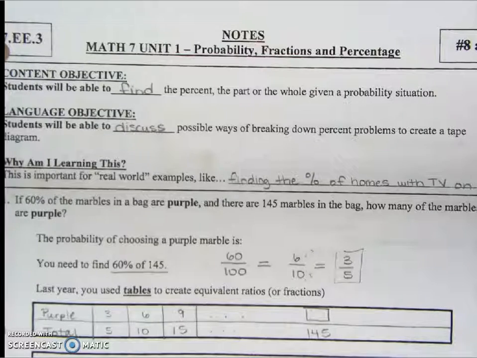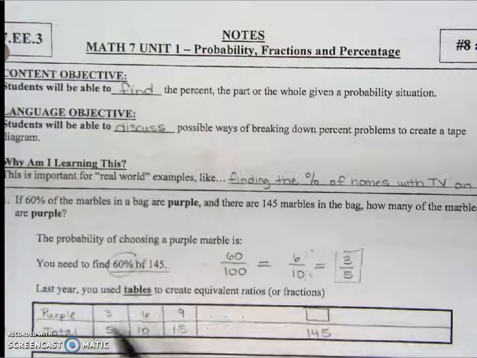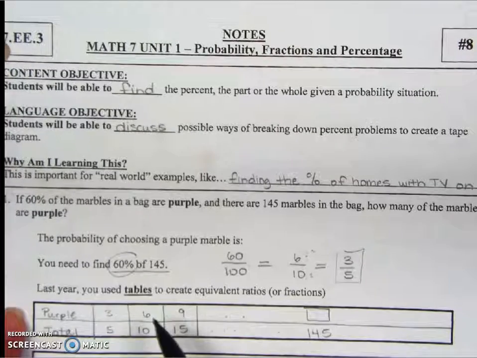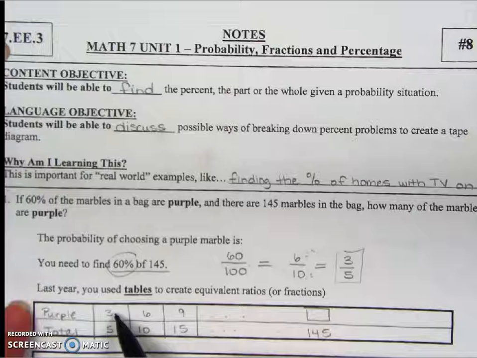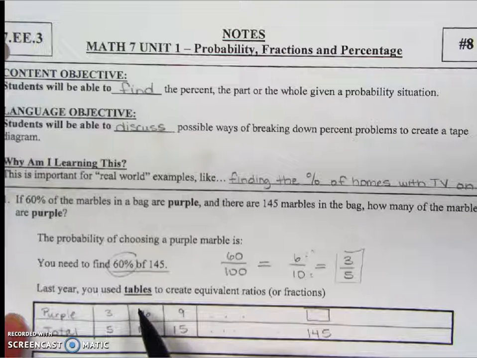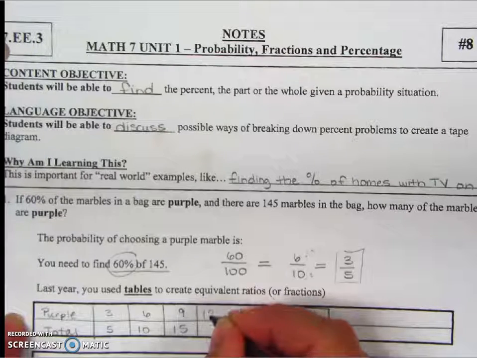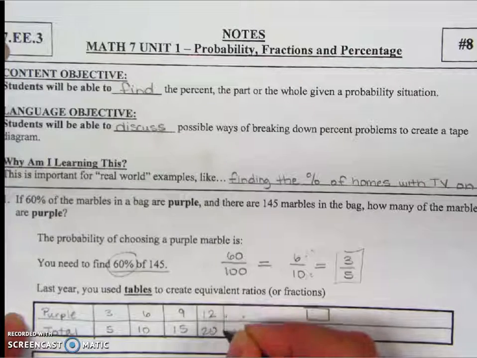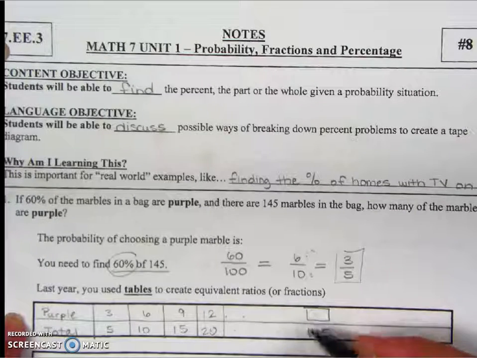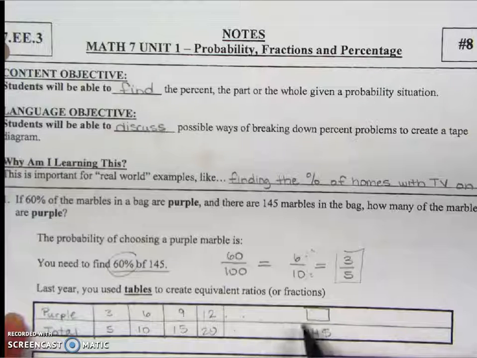And so if we take this simplified fraction form of the percent, last year you would have looked at it this way. So we take that 3/5, and that would be purple to total, and you keep the pattern going. 3/5 would be the same as 6/10, so I'm just adding 3 on the purples, 6 out of 10, 9 out of 15, next would be 12 out of 20, and you would keep going with that, making equivalent fractions on and on until you got to 145, because that's the total marbles in the bag. And then whatever goes with 145 would be the number of purple marbles.